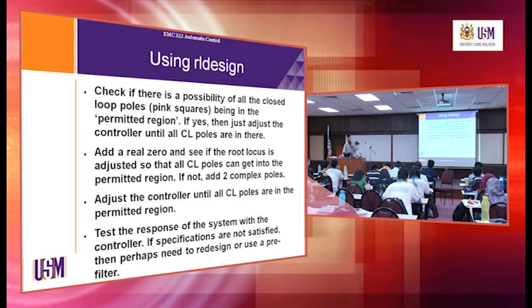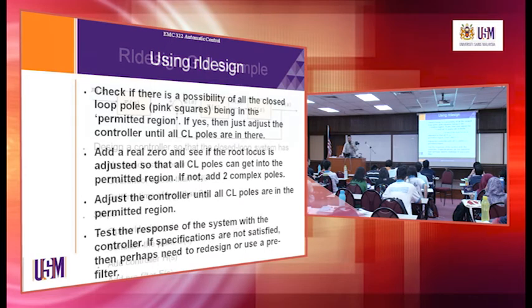And then one more step we can do is add a real zero to see if the root locus is adjusted so that all the closed loop poles can get into the permitted region. If not, add two complex poles. And then after that, you can adjust the controller until all the closed loop poles are in the permitted region. When we say adjust, it means we are adjusting the gain slider. And then finally, test the response of the system with the controller. If specifications are not satisfied, then perhaps we need to redesign or use a pre-filter. Okay, let's see an example.